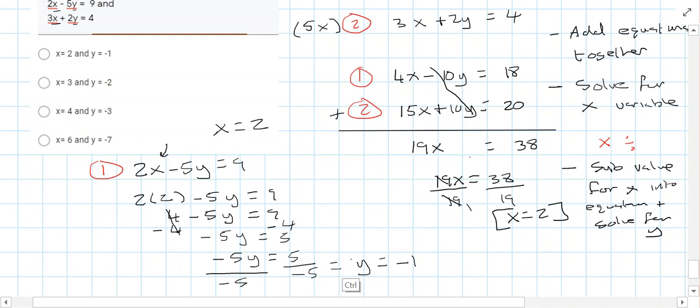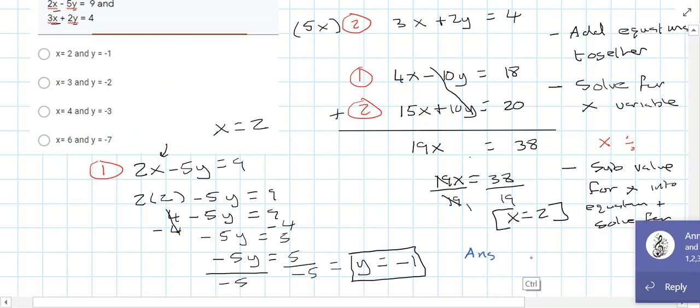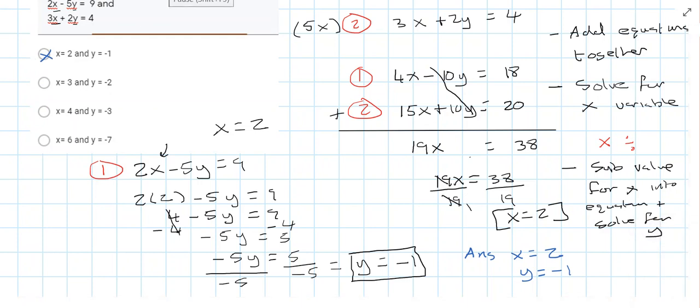So then this is our y value. So our answer is x is equal to 2 and y is equal to minus 1. And that's just a simultaneous equation, and it's how you go about working it out. So hopefully that makes sense.